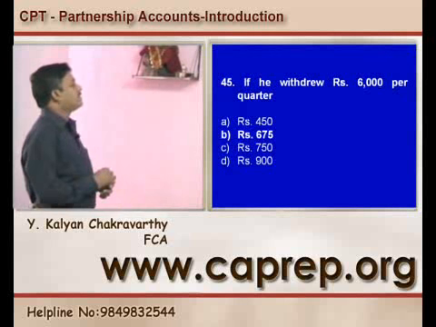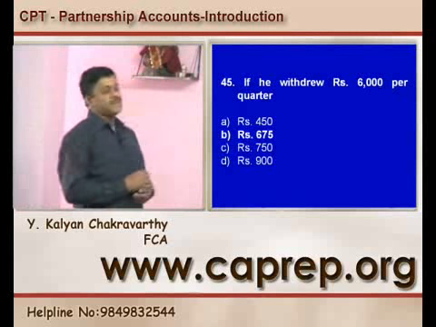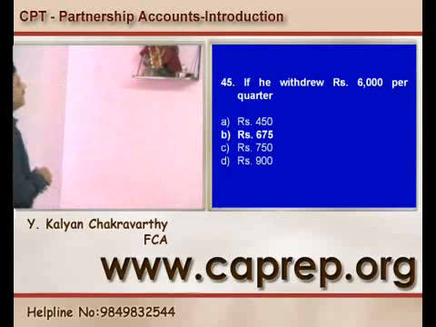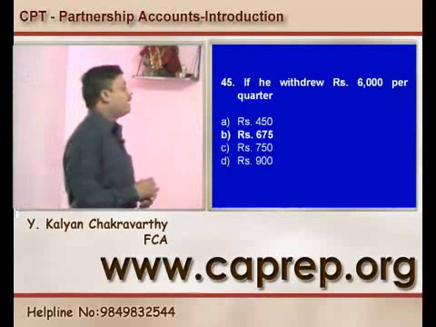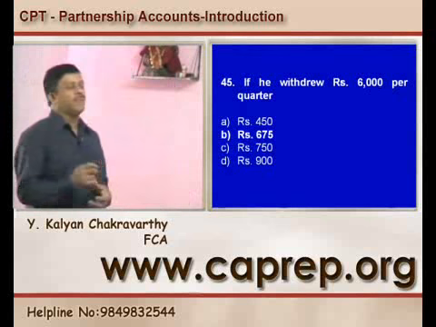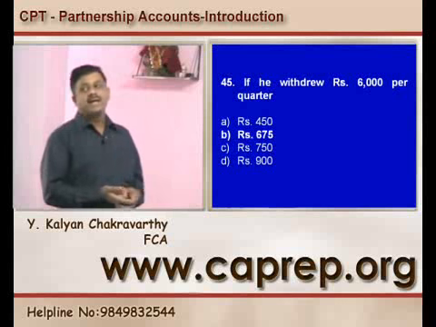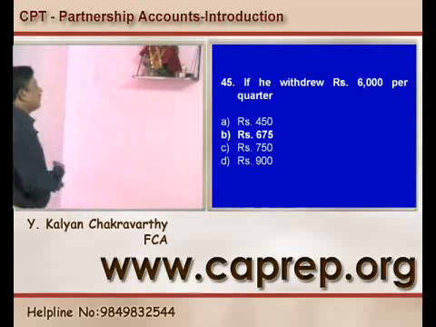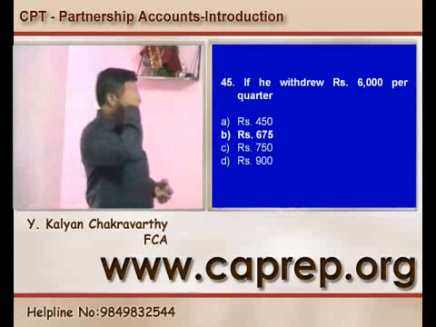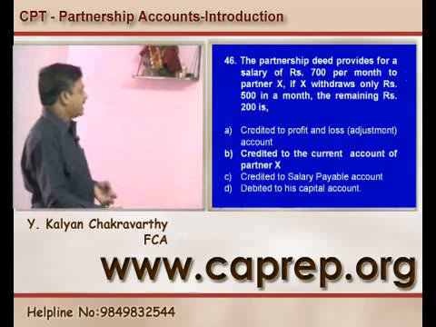Question 45: if he withdrew 6,000 per quarter, then what is the date of drawing? Nothing is stated. Is it at the beginning of the quarter or at the end of the quarter? For this also you take 900 as the answer.